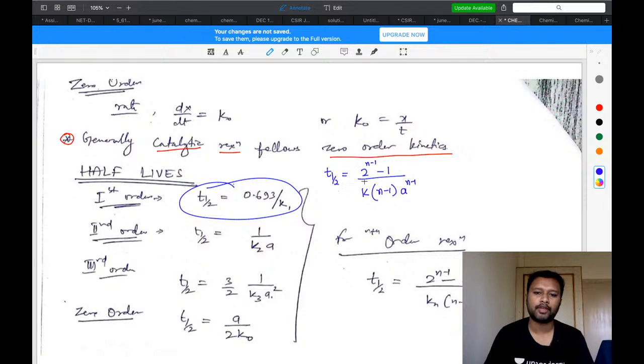For all the others you can find out the equation directly by looking into this. Just put the value of n and you will get that. If you put n is equal to 2, you get it for the second order. If you put n is equal to 3, you will get it for the third order reaction, and so on. So that's how this particular half-life will be written.